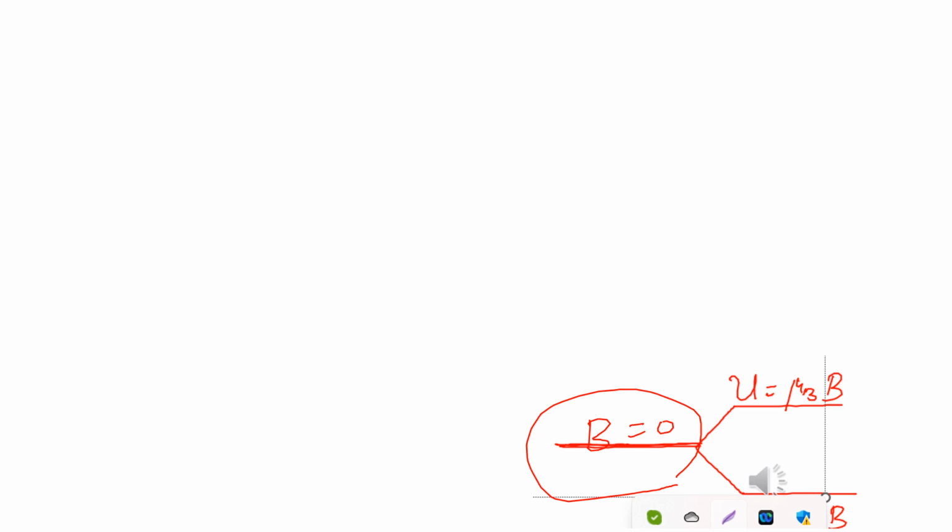Now let us say that there are N1 particles having energy equal to minus mu B times B and N2 number of atoms having energy equal to plus mu B times B. So N1 is the number of atoms having energy minus mu B times B, and N2 is the number of atoms having energy plus mu B times B. The total number of particles is N equal to N1 plus N2.